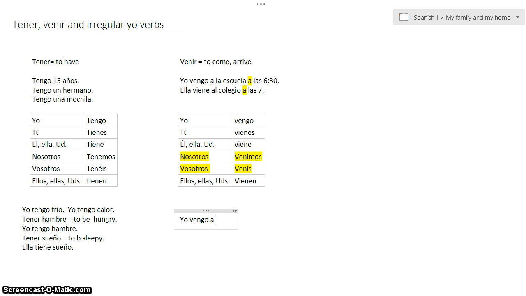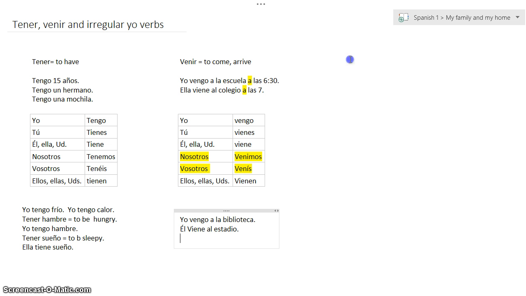Yo vengo a la biblioteca. I come to the library. Él viene al estadio. He comes to the stadium. And again, that verb works exactly like tener.